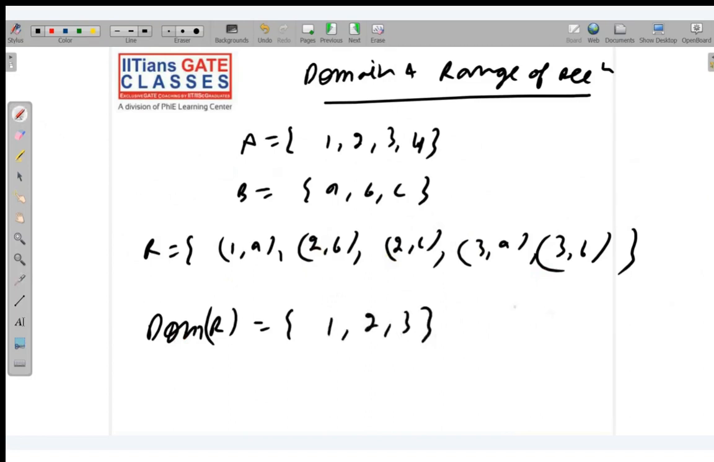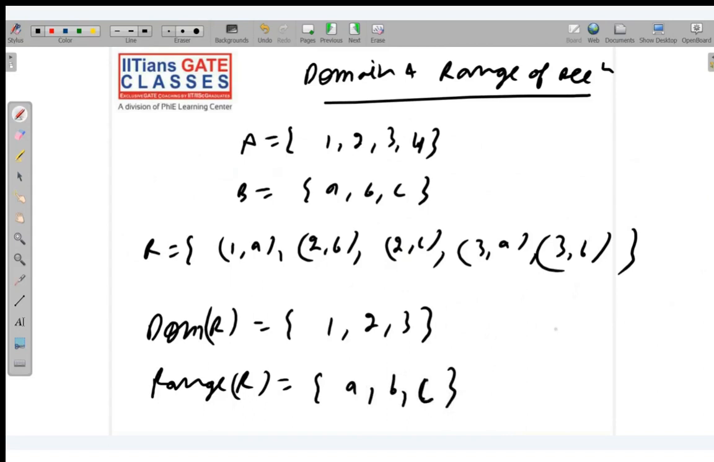What is range of R? The second elements: a, b, c. a, b repeated, don't worry, don't take them again. a, b, c. So domain of R is {1, 2, 3}. Range of R is {a, b, c}. Is it okay? Yes, sir.